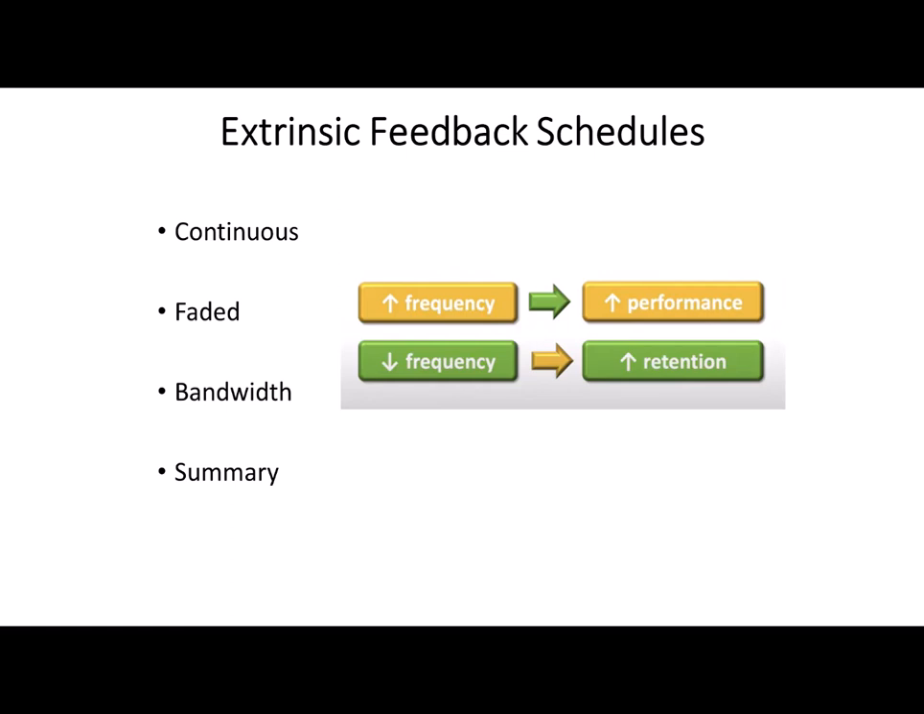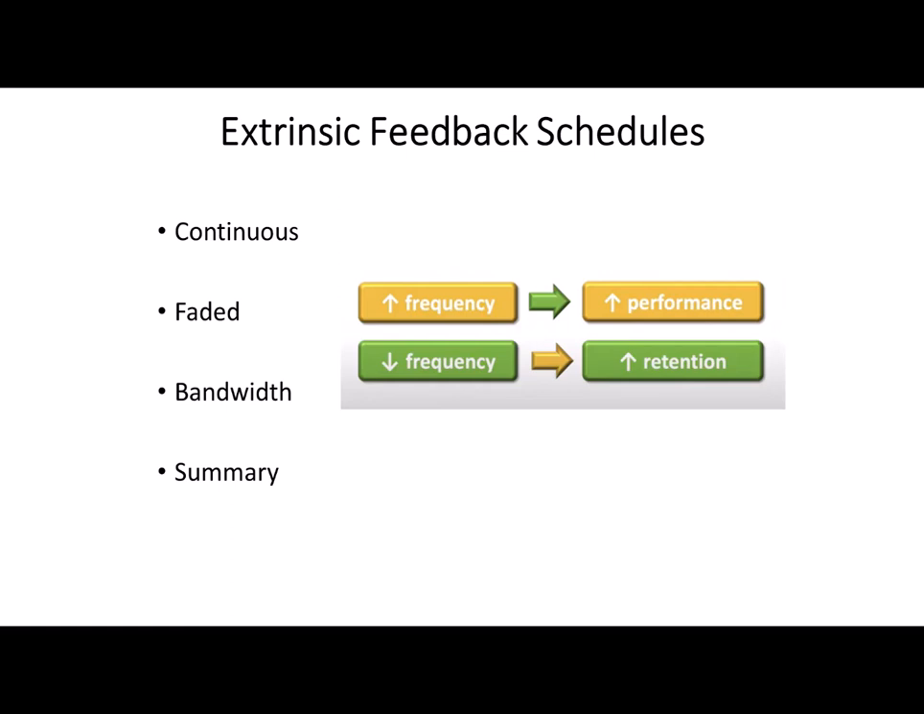You could also use faded feedback, and this is where feedback is given more often early on in learning stages, but then it declines in the later stages of learning. There's also bandwidth feedback, and this is the kind of feedback that's only given for big mistakes. Let's say the patient's gait pattern is okay for the most part, but they took a wild step and they scissored and they almost lost their balance and hit the floor. This would be an example of a time where bandwidth feedback might be a good idea.